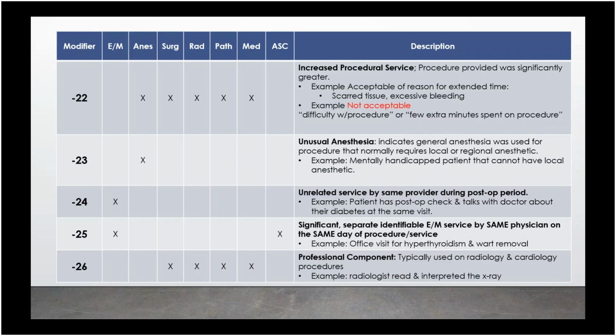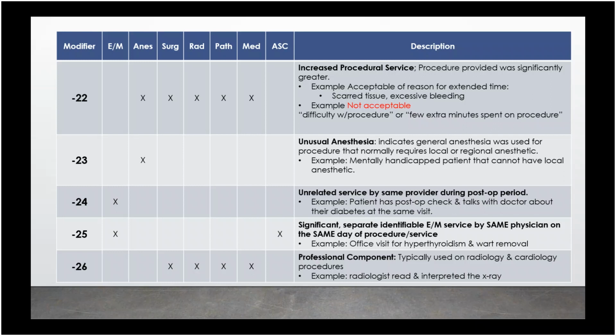Okay, so what I did was I took the modifiers that you have. I have now indicated for that particular modifier, what instance would you append it, what it is, and then maybe an example of the appropriate and inappropriate usage. 22 is for increased procedural service. So it was significantly greater than what's normally expected.